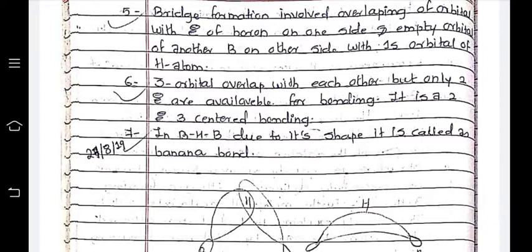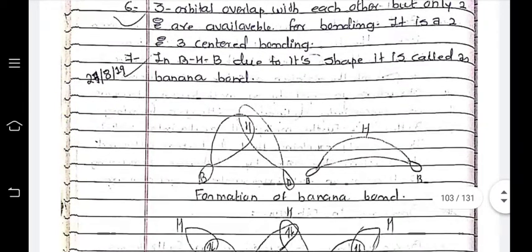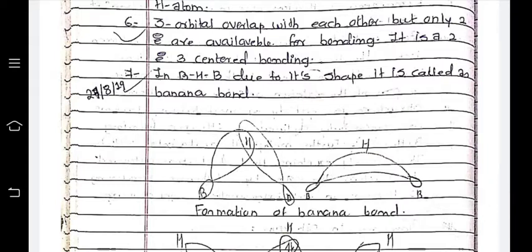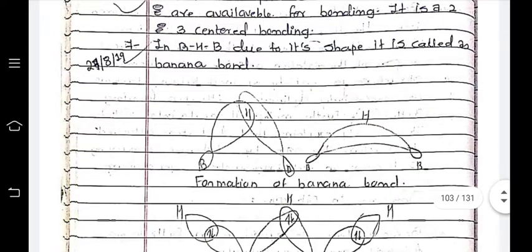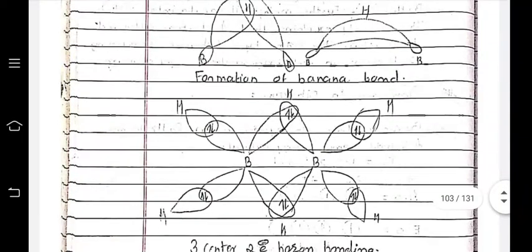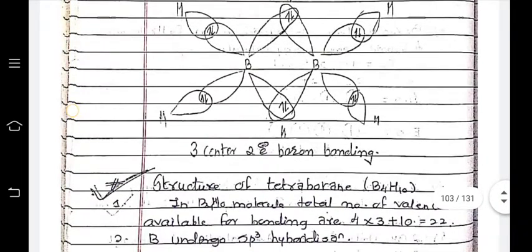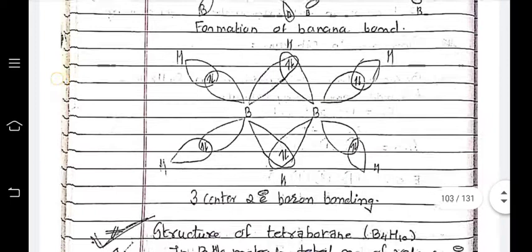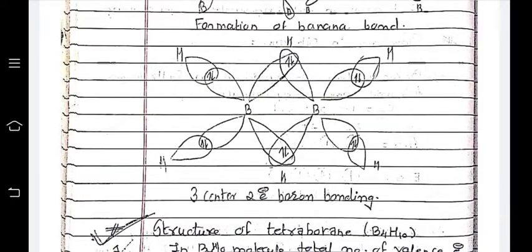Bridge formation involves the overlapping of the orbital with an electron of the boron on one side and the empty orbital of the other boron on the other side with the 1s orbital of the hydrogen atom. 3 orbitals overlap with each other, but only 2 electrons are available for bonding. It is a 2 electron 3 centered bond in the boron-hydrogen-boron bridge. Due to its shape, it is called a banana bond. The formation of the banana bond is a 3 center 2 electron boron bonding.